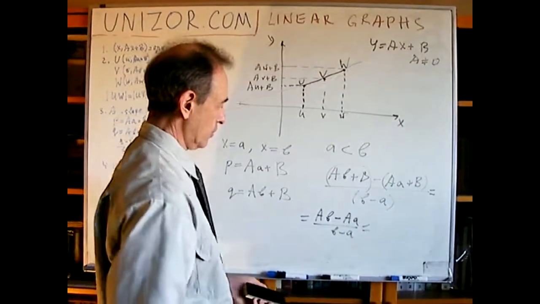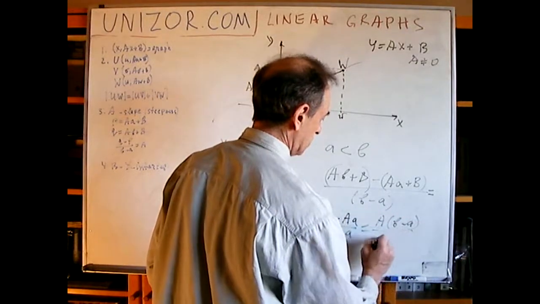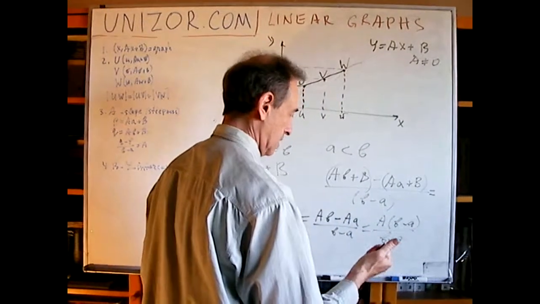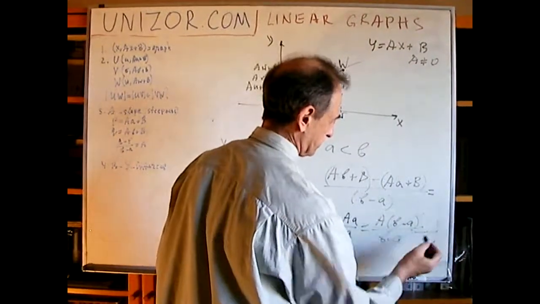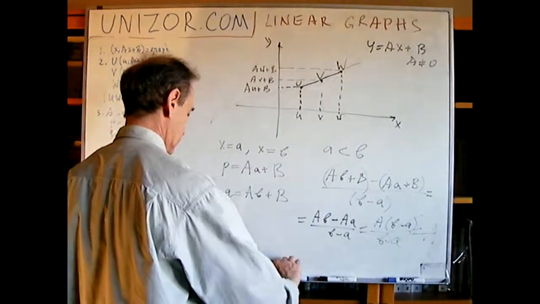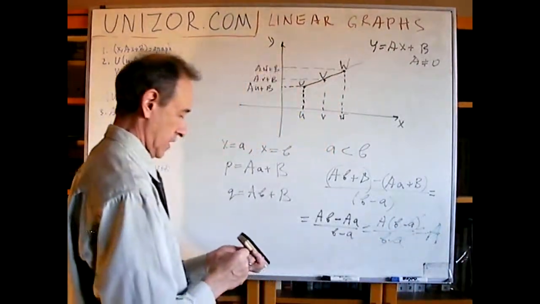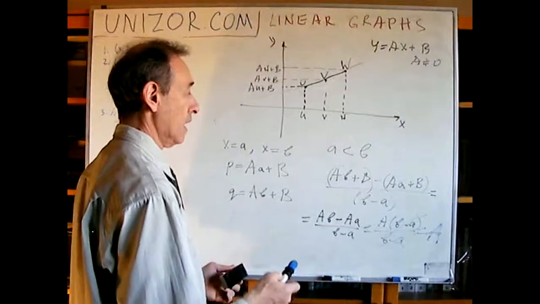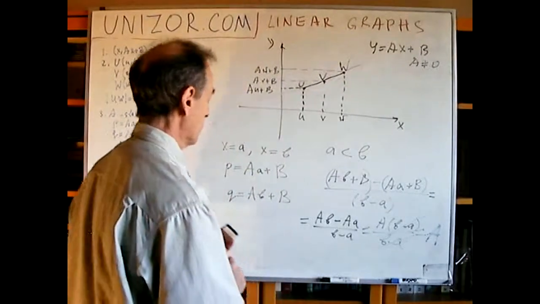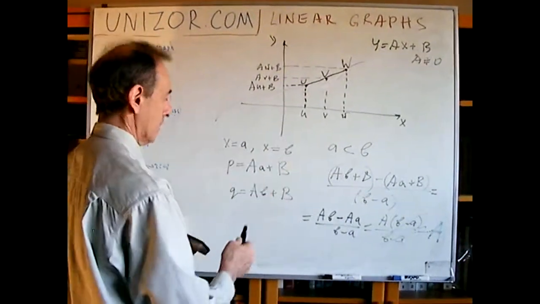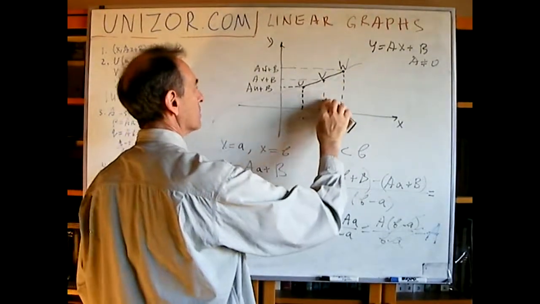Now A you can factor out, it will be A times (b minus a) divided by (b minus a). And as a result, you can reduce this, and you will have A. All right. So that's why the coefficient A is called a slope, because if you compare it graphically, let's use the same graph. We don't need the third point.